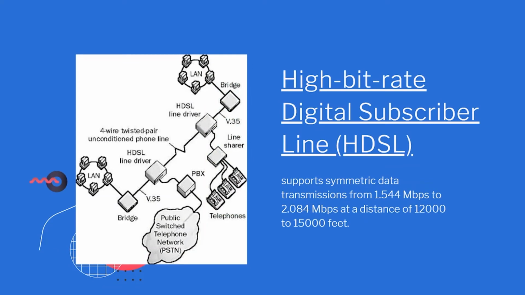Next is the High Bit Rate Digital Subscriber Line or HDSL. It supports high-speed, full-duplex communication up to T1 or E1 speeds over multiple twisted pair lines. It provides a symmetric connection, that is, equal upstream and downstream speeds, that ranges from 1.544 Mbps to 2.048 Mbps at a distance of 12,000 to 15,000 feet.